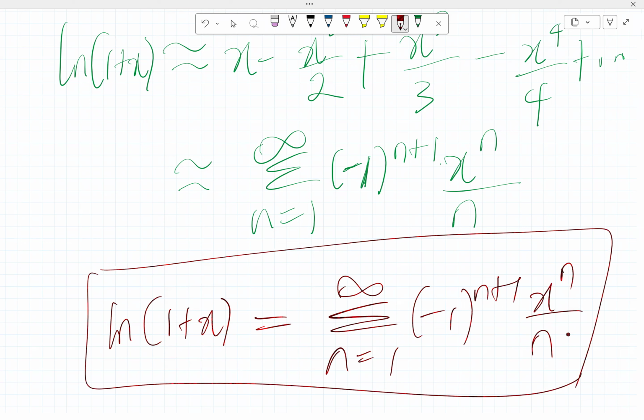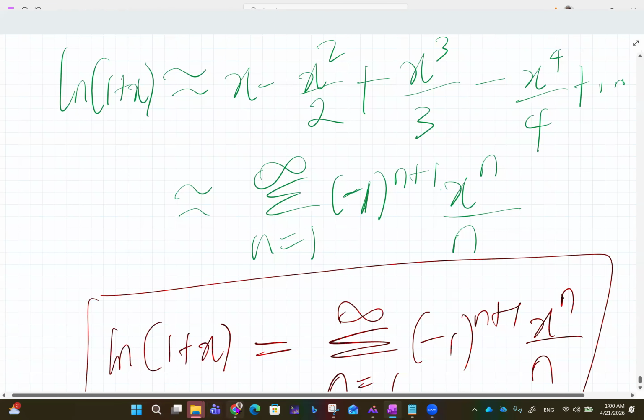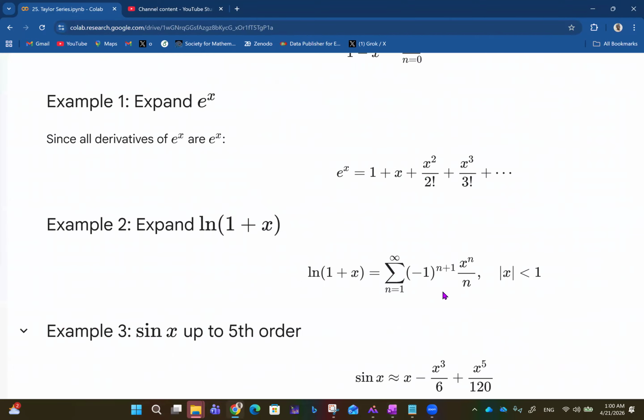So normally ln(1 plus x) is transcendental, but using Maclaurin or Taylor series we can make it into a polynomial expression as we have here. Whenever you have alternating signs, it's always good to have minus 1 raised to n plus 1. So the signs will keep switching over like that. And that is exactly how we came up with this.